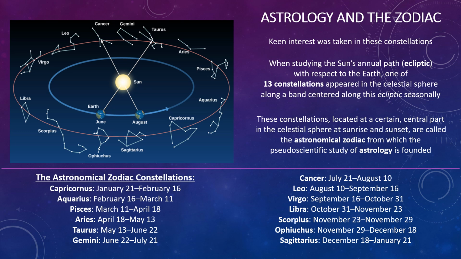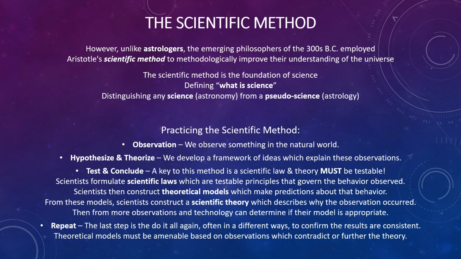And so each one of these zodiac constellations had associated dates. And so they were very useful for keeping time in terms of the seasons and the months in the year. And so this brings us to a discussion of the scientific method, because now we've discussed a pseudoscience of astrology. So the early philosophers in 300 BC employed Aristotle's scientific method to improve their understanding of the universe.